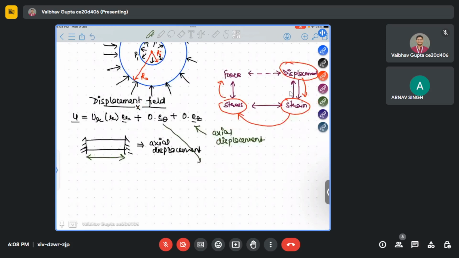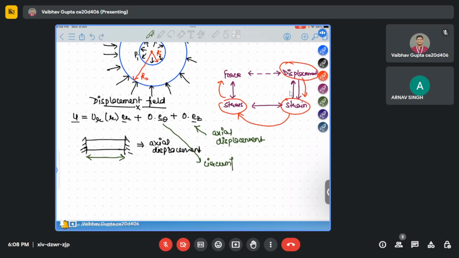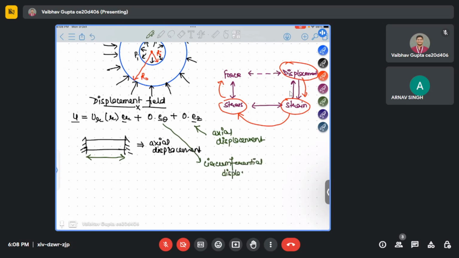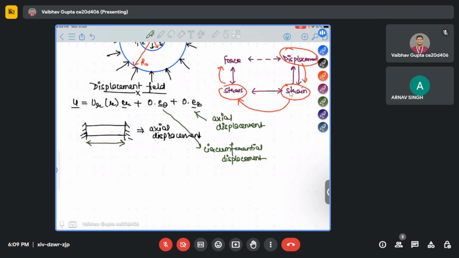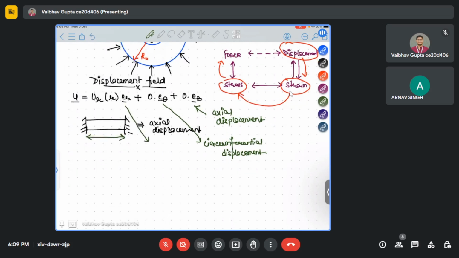E theta represents your circumferential displacement. What do you mean by circumferential displacement? It means that the shape of your pipe, which is circular now, will not change to some other shape like an ellipse. So we are not assuming that also in our case. And ur is your radial displacement.